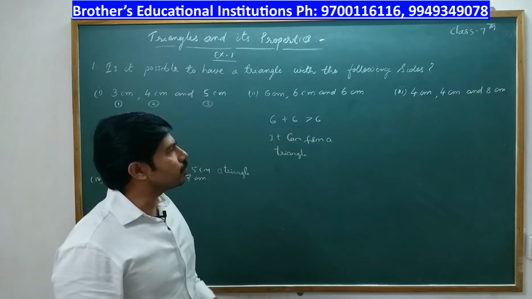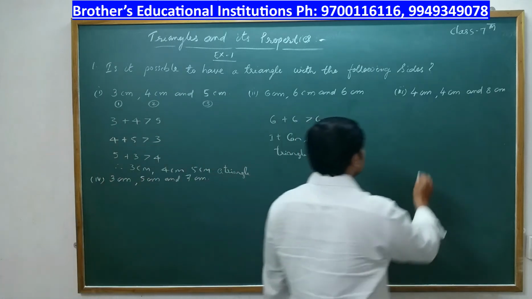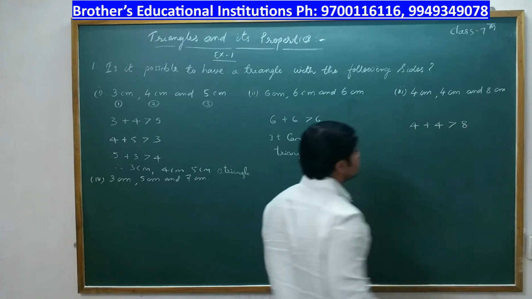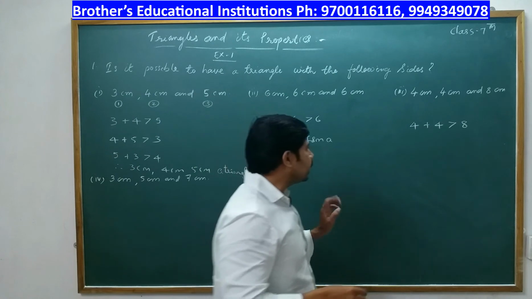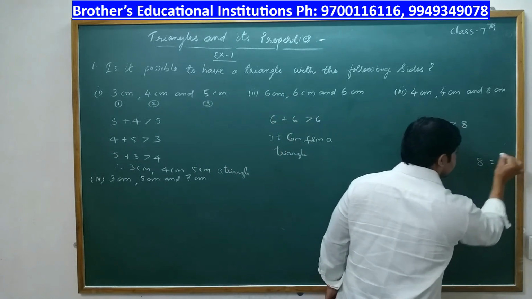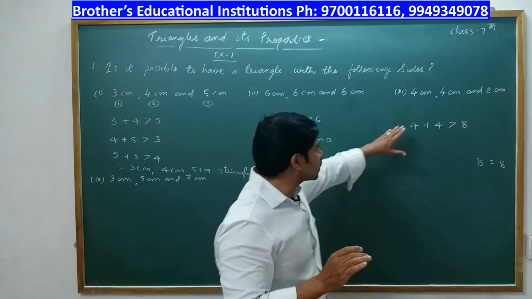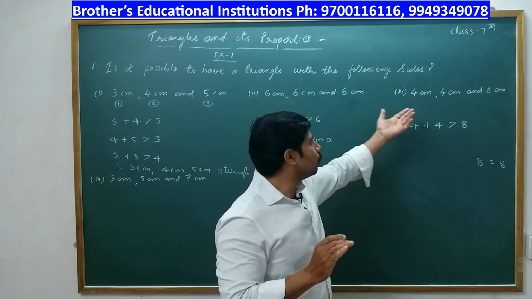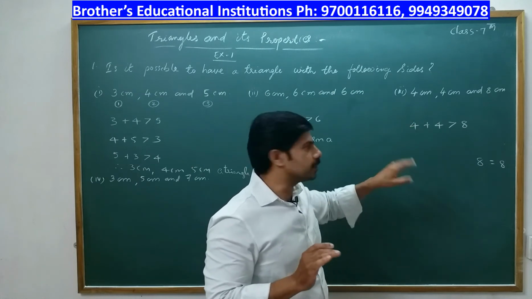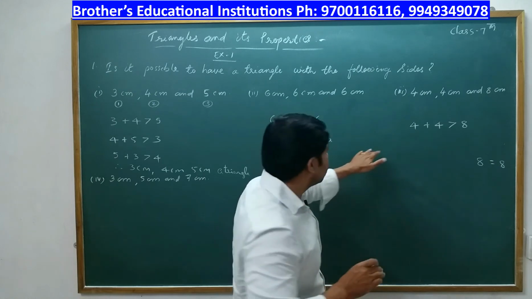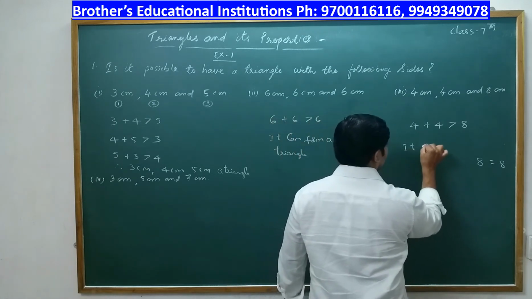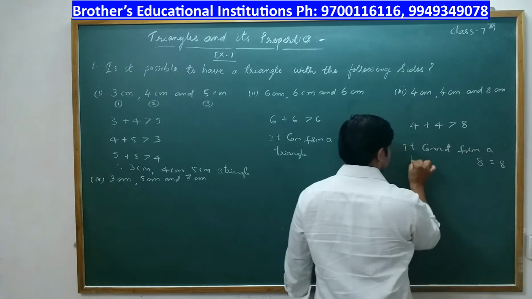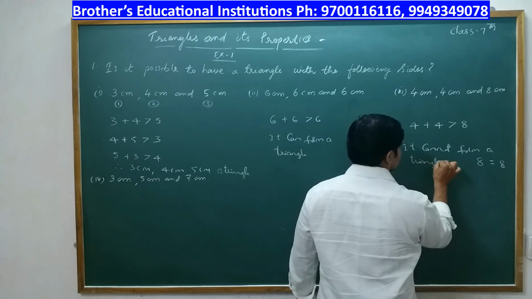Now we'll go to the next one. 4 centimeters, 4 centimeters, 8 centimeters. The sum of any two sides should be greater than the third side. But in the first case itself, 4 plus 4 is 8. 8 is equal to 8. 8 is not greater than 8. So that's why this condition is not satisfied. So no need to check for the remaining two, that means 4 plus 8 greater than 4 or 8 plus 4 greater than 4. As this condition is not satisfying, we say it cannot form a triangle.